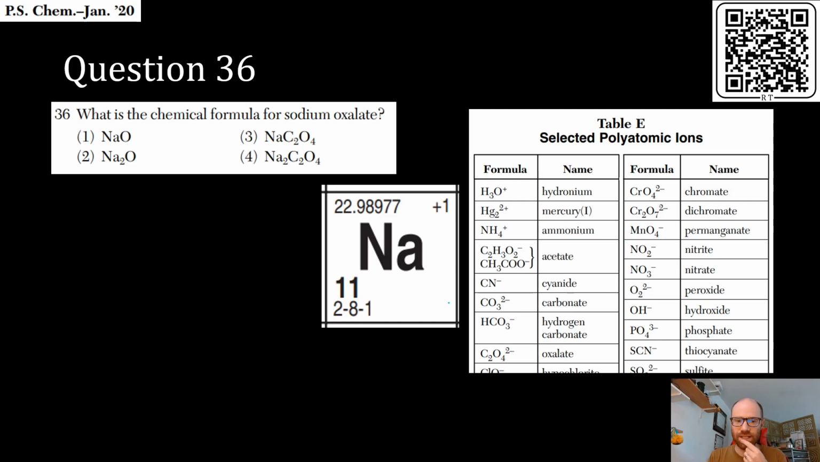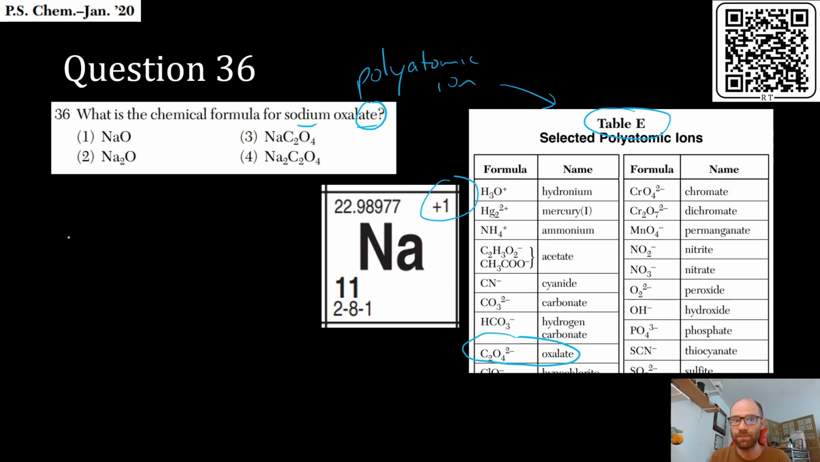Question 36. So we're coming up with a chemical formula. They've told us it's sodium oxalate. Once you see ATE in a name, that's a big indicator that you have a polyatomic ion and that you should be going straight to table E. Don't worry about memorizing at this point. Just look it up. So I've also copied over sodium. This oxidation number in the top right-hand corner is the most frequent ionic charge that you're going to get. Oxalate is shown down here.